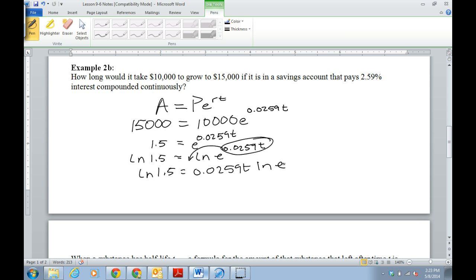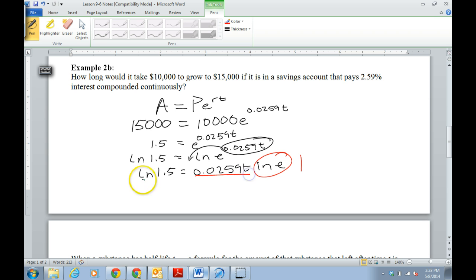Now what do you guys suggest? Get the natural log of e, which is 1. Yep, exactly. Let me change my color here. This all goes to 1. Let's just cancel out. So 1 times 0.0259 t becomes just 0.0259 t. Okay, so now what else can we do?